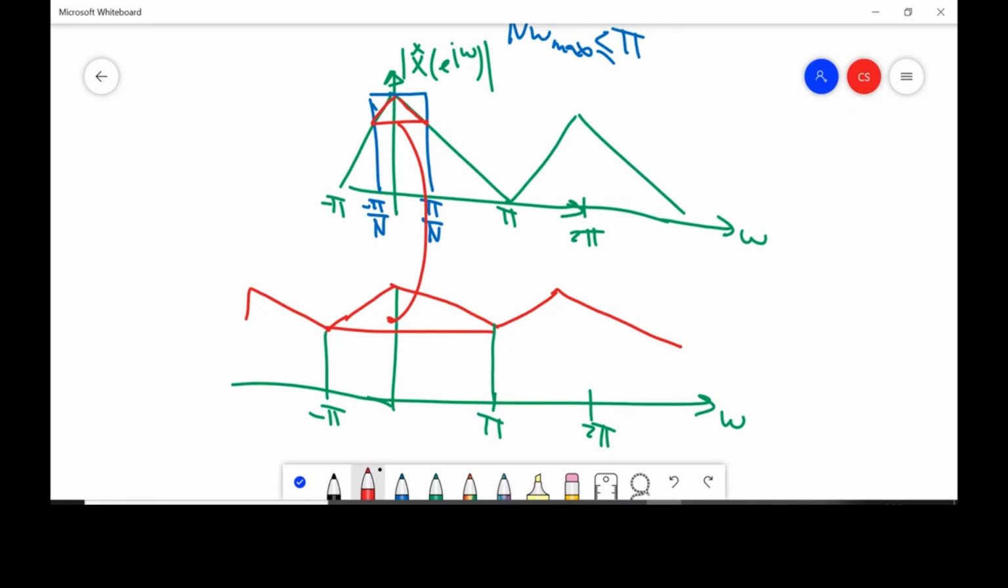A reminder, this is the anti-aliasing filter, and the expansion is done by the decimation. The decimation is the one that brings this point to pi.